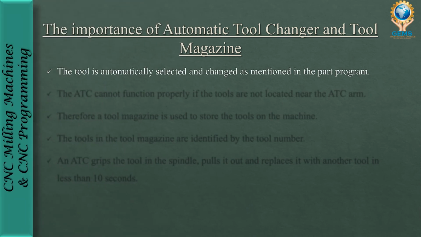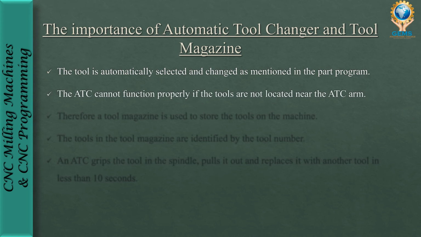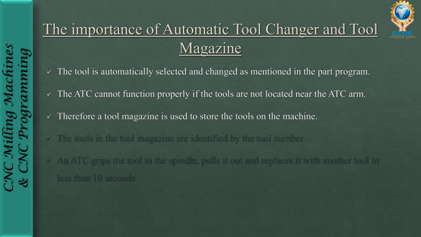And it continues in importance. The tool is automatically selected and changed as mentioned in the program. And the ATC cannot function properly if the tools are not located near the ATC arm. So this is one of the important things. We must be careful to keep the tool magazine as near to the ATC arm. Therefore, the tool magazine is used to store the tools on the machine.